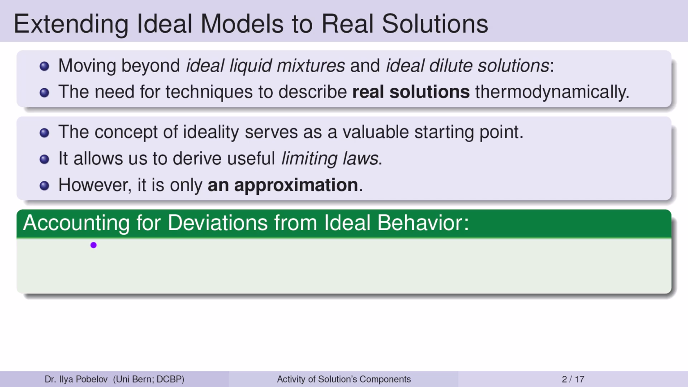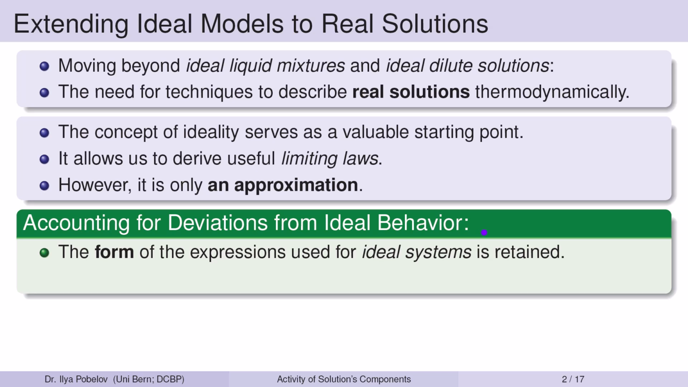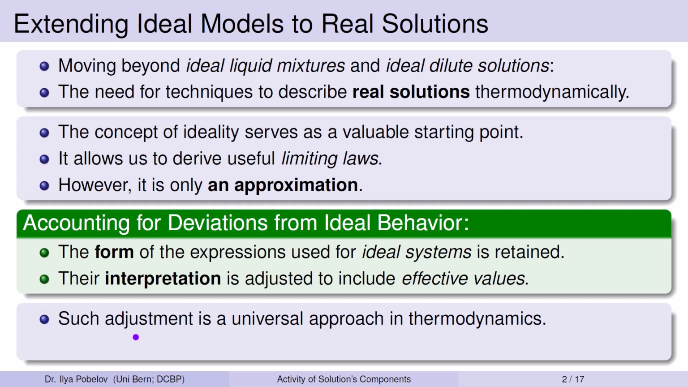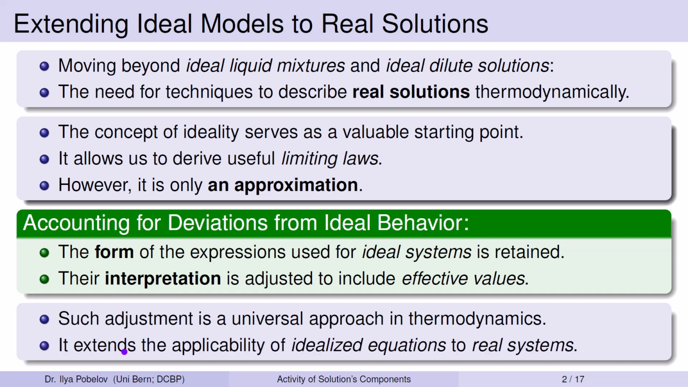In general, to account for deviations from ideal behavior, the form of the expressions used for ideal systems is retained, but their interpretation is adjusted to include effective values rather than actual values. Such adjustment is a universal approach in thermodynamics. It extends the applicability of idealized equations to real systems.